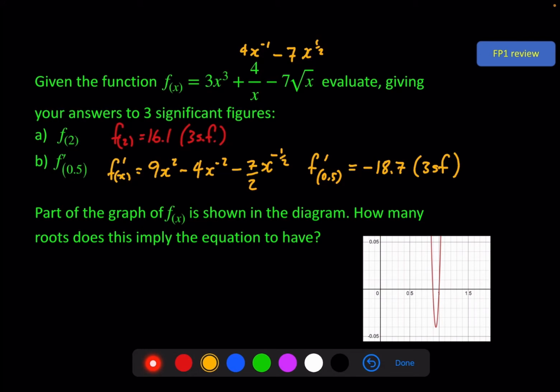Next one, part of the graph of f of x is shown in the diagram here. How many roots does this imply the equation to have? Remember, roots are where the graph crosses the x-axis, so it appears to have 2 roots. I say appears because we can't guarantee beyond the axis this way and this way that the graph doesn't come back down. I can tell you it doesn't, but you'll have to trust me on that unless you put this into a graphing app for yourself. So there are 2 roots implied because it crosses the axis twice.